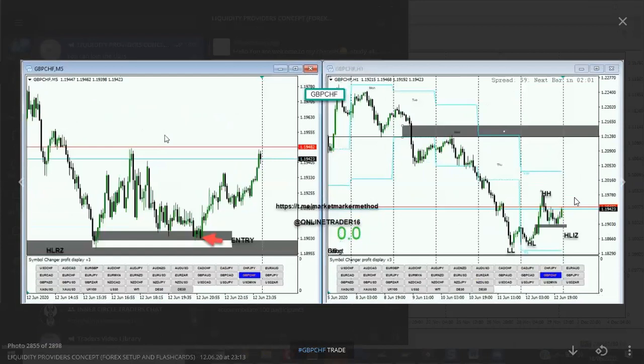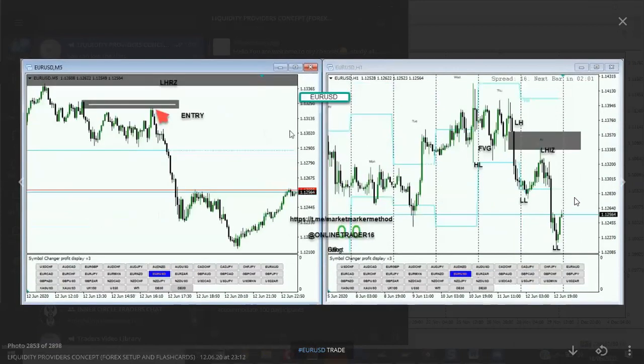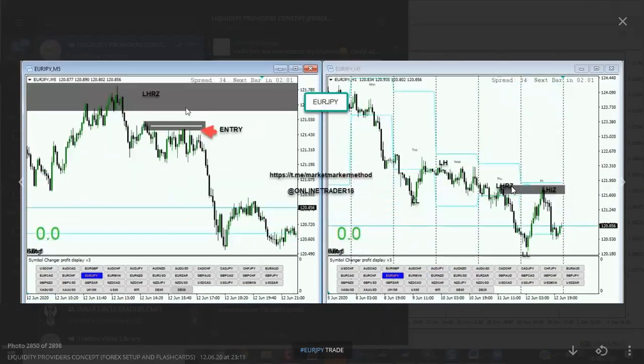So let's look for another example. This is another example of a fair value gap. Can you see that? This is a breaker here. The market pulled back to that zone. Can you see that? So that is an example.